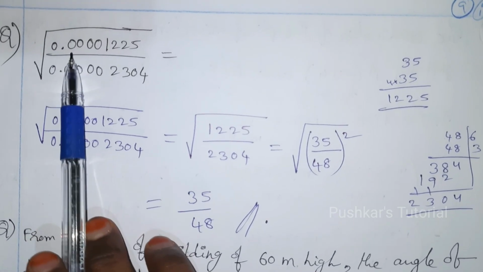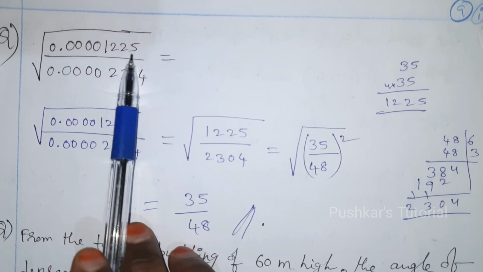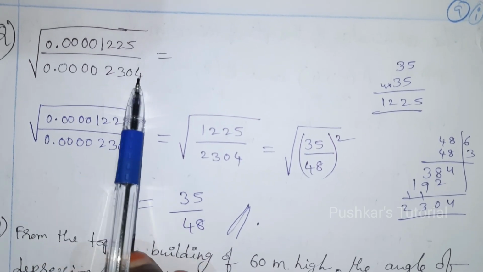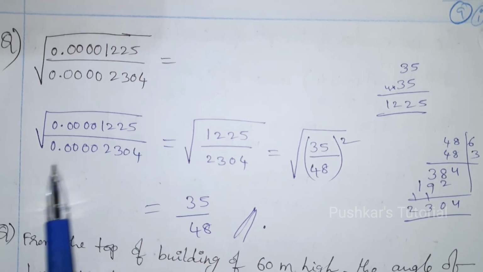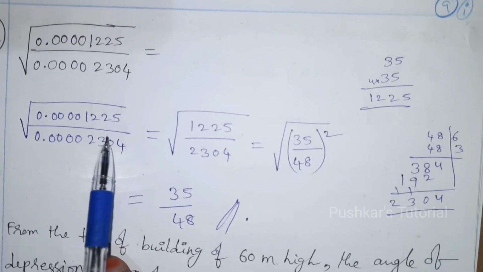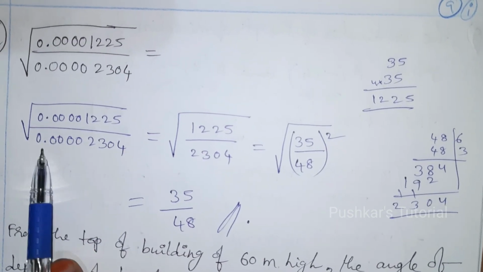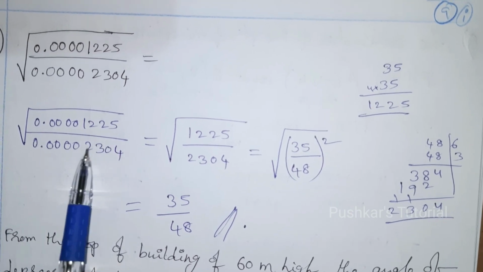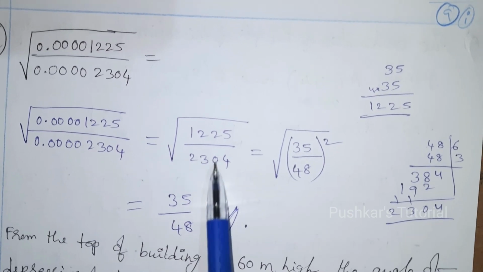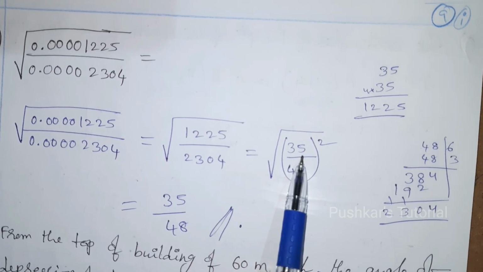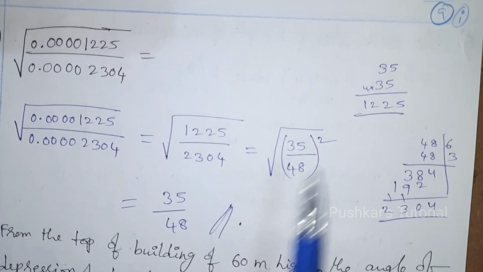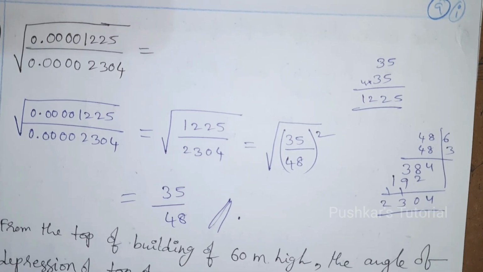Under root of 0.00001225 by 0.00002304. Here 8 numbers after the point are there, and 8 numbers after the point are there. So the point cancels, only 1225 by 2304 is left over. So 1225 means 35 square. 2304 means 48 square. Square root cancels, the answer is 35 by 48.